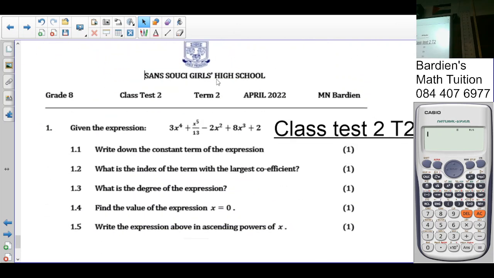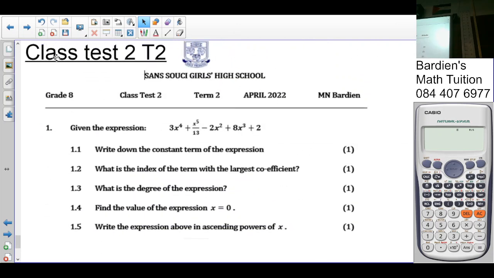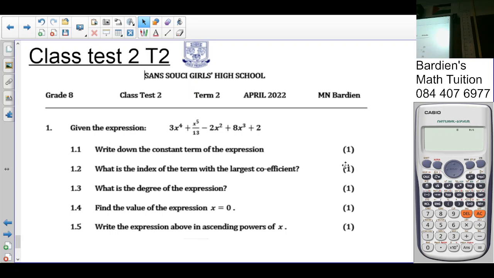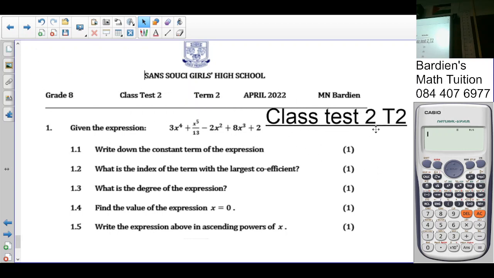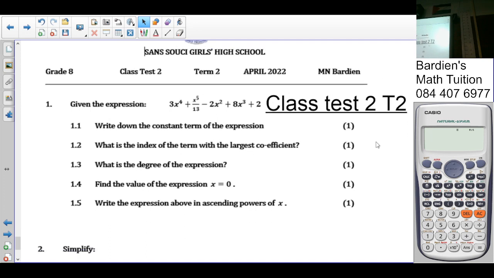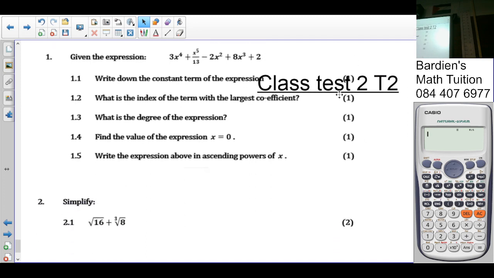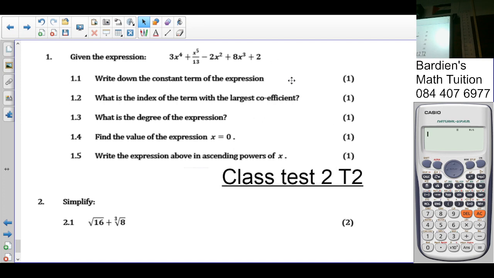Let's look at this 2, the one you guys have written yesterday. Just pull this down here. Same scenario here, we just have a different expression. And that's how it's in the exam. Same questions, different numbers. That's what makes math so easy. Given the expression 3x to the power 4 plus 5 x to the power 5 over 13 minus 2x squared plus 8x cubed plus 2. The question says write down the constant term in the expression.